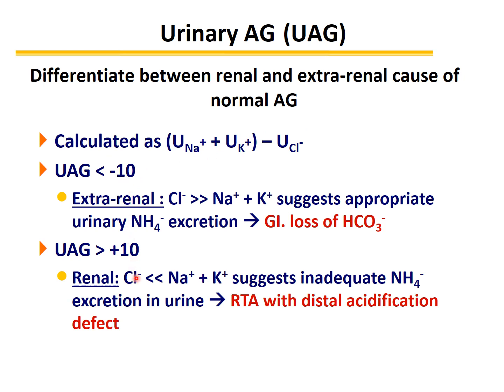However, when we have a kidney problem, what's happening? The kidney is unable to excrete the ammonium. So what will happen? The chloride level will be much less than the sodium and potassium. So in this case, the urinary anion gap will be higher than +10. And usually the cause is a renal tubular acidosis with a distal acidification defect.